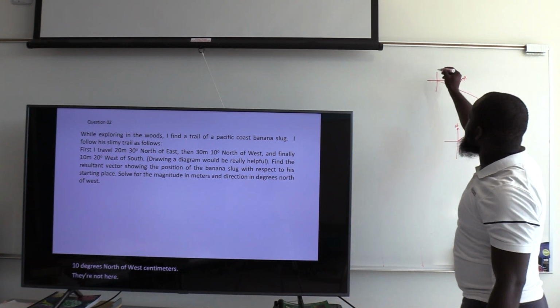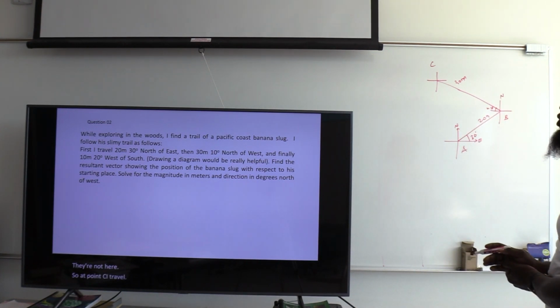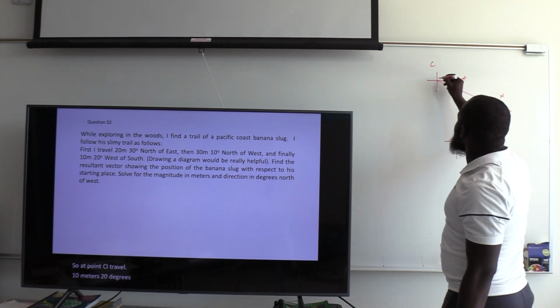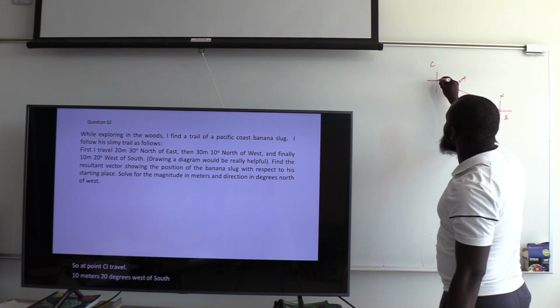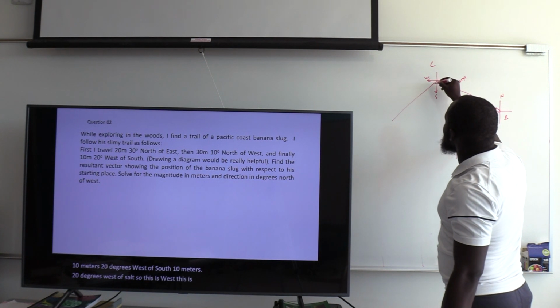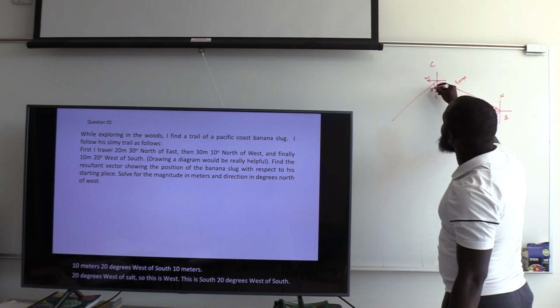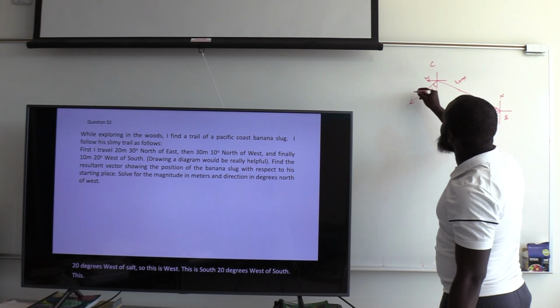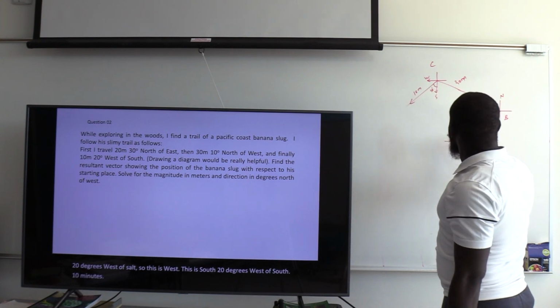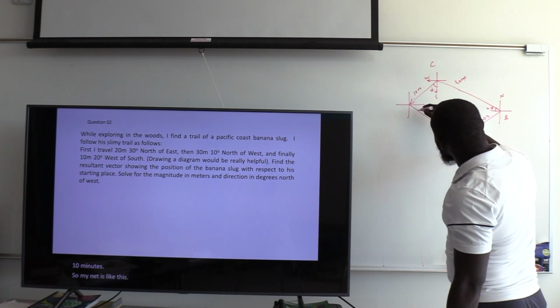So at point C, I travel 10 meters, 20 degrees west of south. So this is west, this is south. 20 degrees west of south is this one. 10 meters. So my net is like this from tail to head.